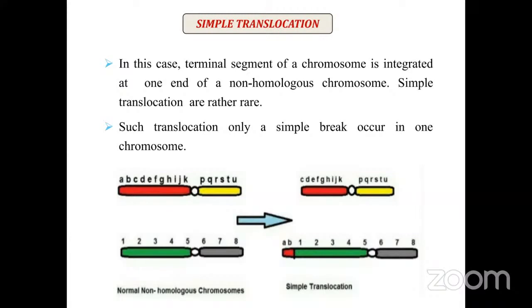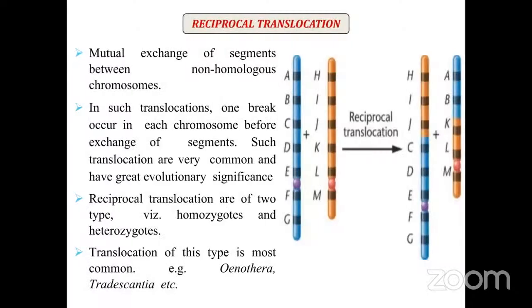From one chromosome, the A, B genes have been deleted, and they have come onto the other chromosome. That is because of translocation. The A, B genes have been deleted from their original position and translocated onto the non-homologous chromosome. That is the simple translocation.